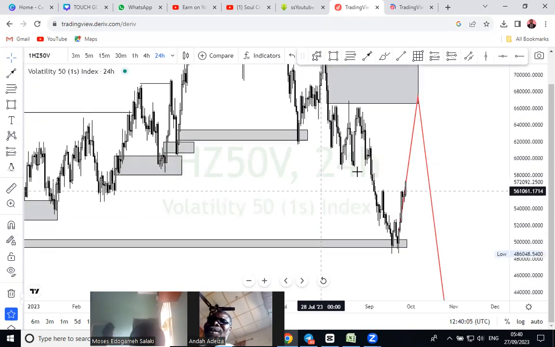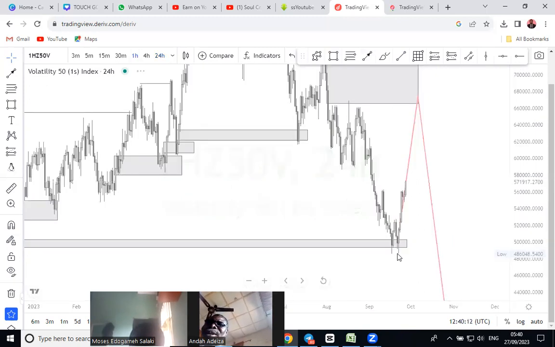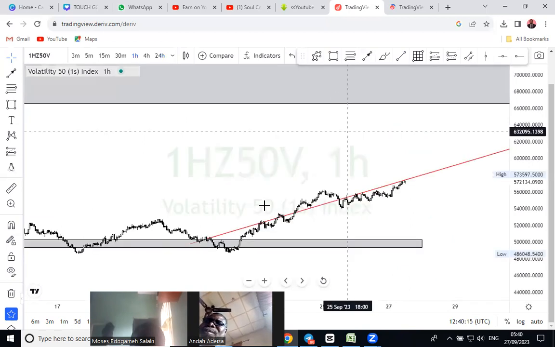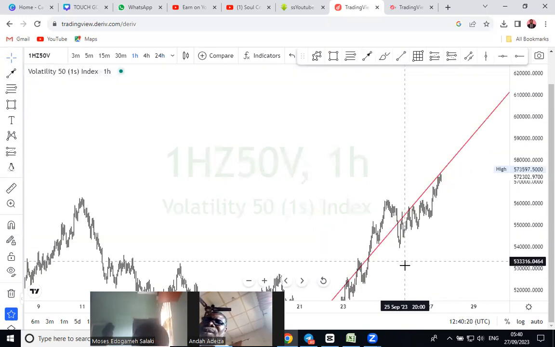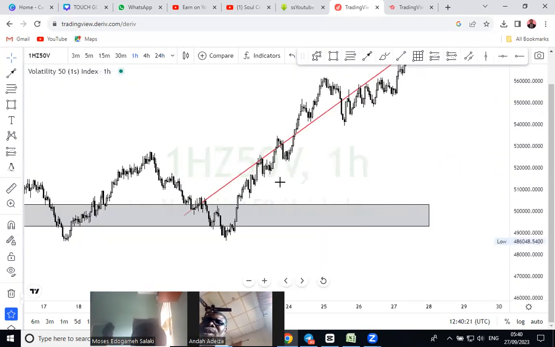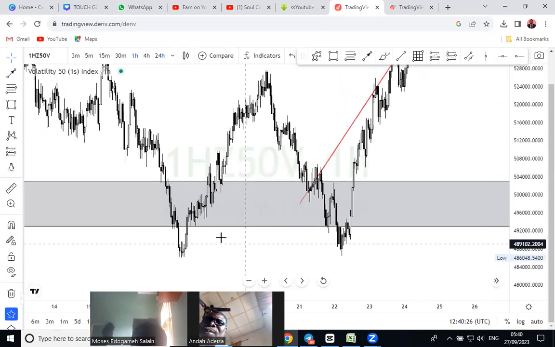So now, if we come to this zone, you see 1 hour break of structure. Let's check. But we're actually bullish. Sorry, we're bearish here. So let's see whether we got a 1 hour break of structure here to join the trend. Okay, yeah, price did. Price started selling.